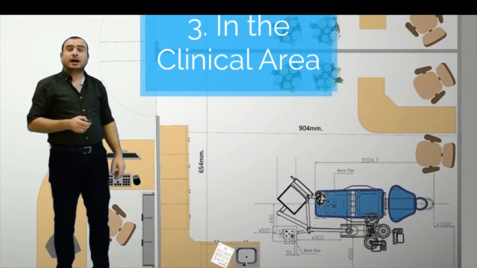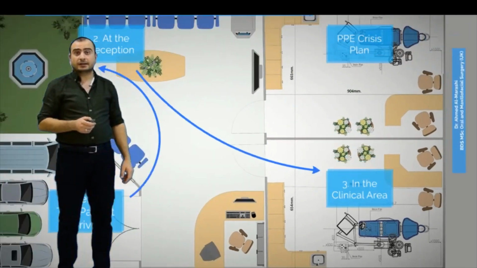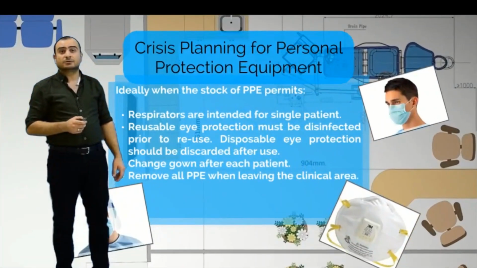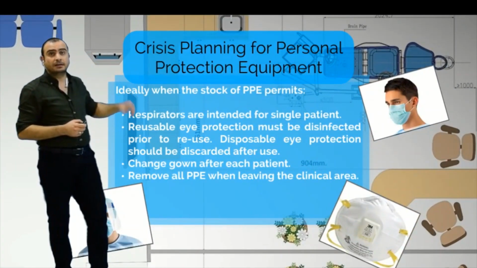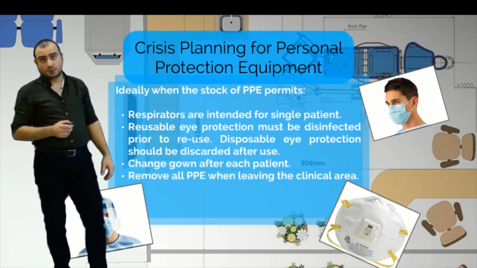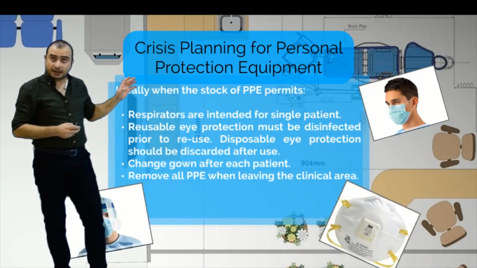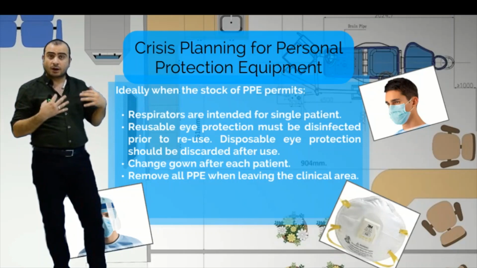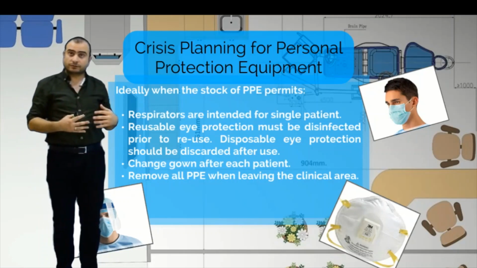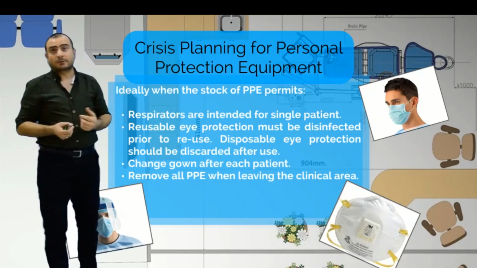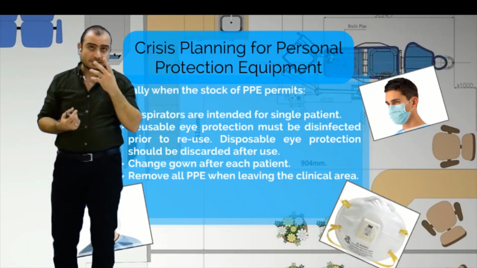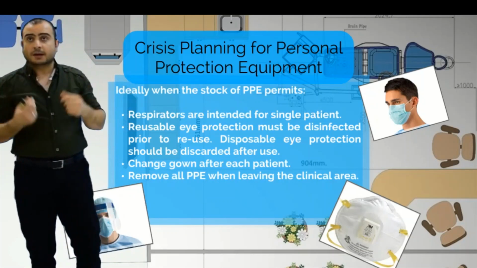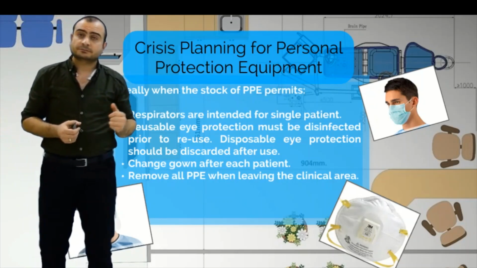This would be about the hand washing. The final set of slides would be about crisis planning for personal protection equipment. If we are in a low stock or we are out of stock of the personal protection equipment, the surgical mask, the respirators, or the eye protection, what can we do?